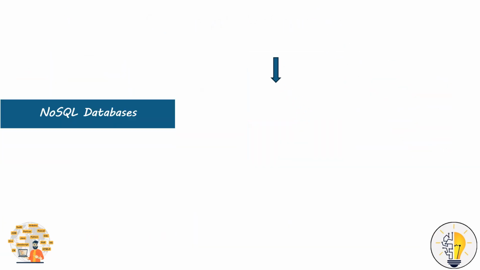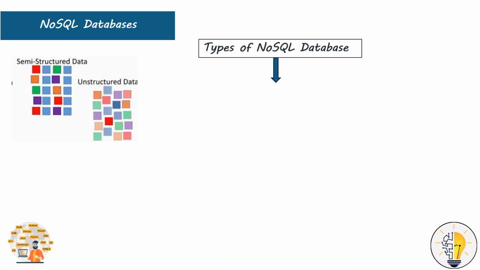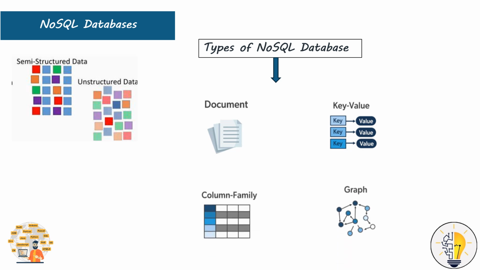What is a NoSQL database? It is a non-relational database which is used to store data in a non-tabular form. That is, it consists of semi-structured and unstructured data. It doesn't have structured data. It doesn't follow any structured procedure to store the data. It is either semi-structured or unstructured data. And it consists of some types: document-based databases, key value stores, column-oriented databases, and graph-based databases.